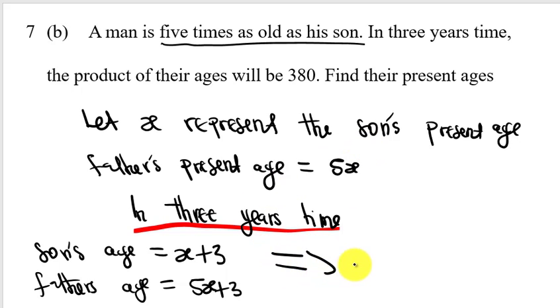So that implies that x plus 3 times 5x plus 3 will be equal to 380. The next thing for you to do is to solve for x in this case. So expand the binomial expansions there, then rearrange that and solve for x. So that is what we are going to do.